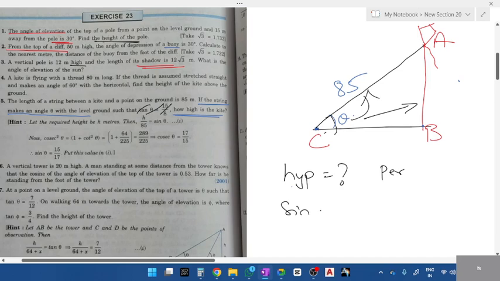Yes, Mariana, did you ask anything? Okay, sine theta. Right? Sine theta. What's the formula? Perpendicular by hypotenuse. What is perpendicular? AB divided by 85. Just a minute.